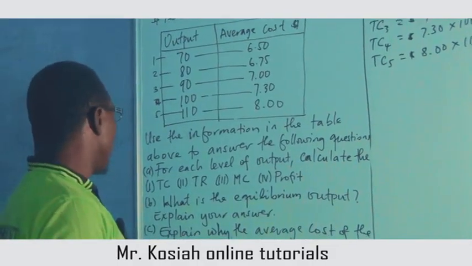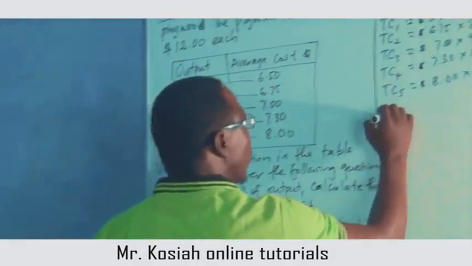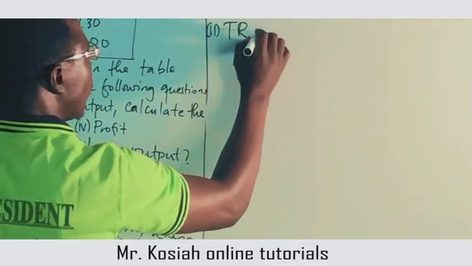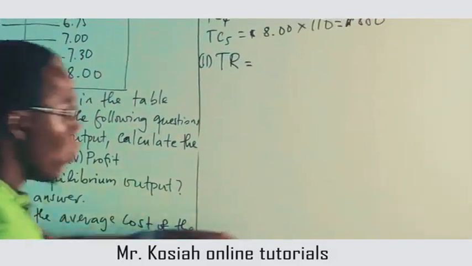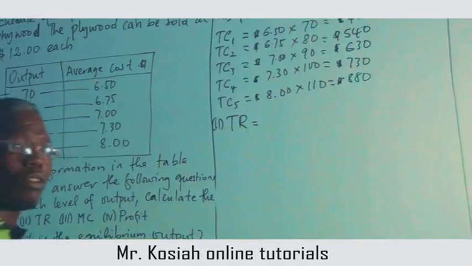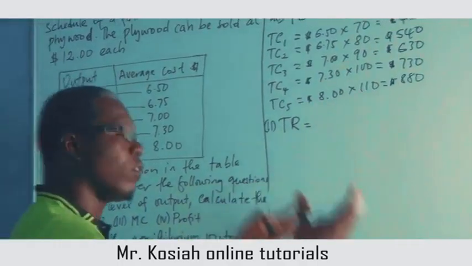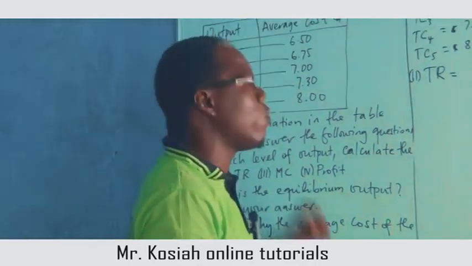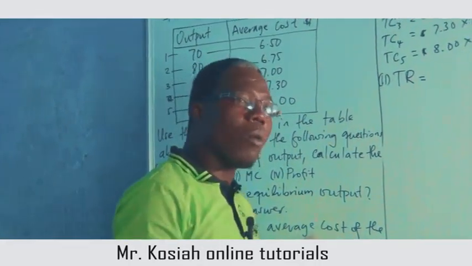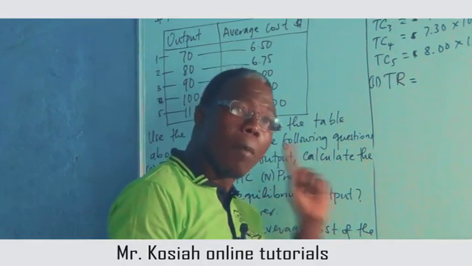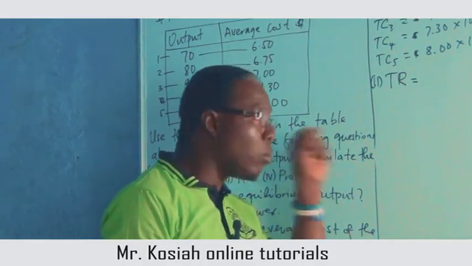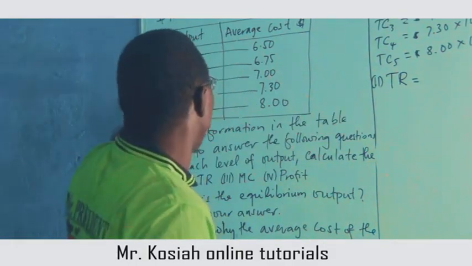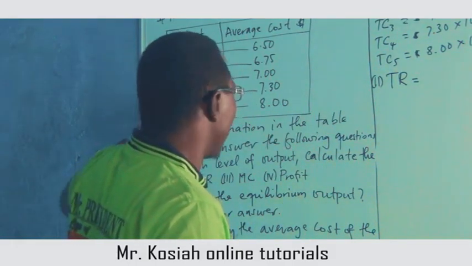We come to the next question, which is Roman numeral 2. They are asking for total revenue. Let us understand what total revenue is. Total revenue is the money we generate from the sale of a particular commodity, here from the sale of plywood. That's our total revenue, not per unit, but the whole money we generated from the sales of this 70, this 80, this 90, and so on and so forth.